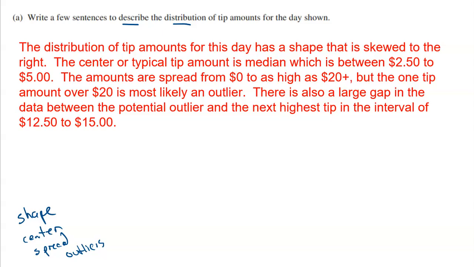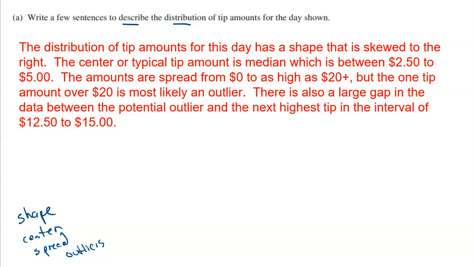So I first start off by saying the distribution of tip amounts for this day has a shape that is skewed to the right. We clearly see that most tips are on the left-hand side, around $0 to $5, and as we get to higher value tips, there's less and less of those. That's skewed to the right. Then I gave a sentence about center. The center, or typical tip amount, is the median, which is between $2.50 and $5.